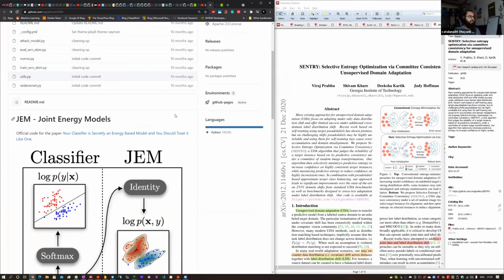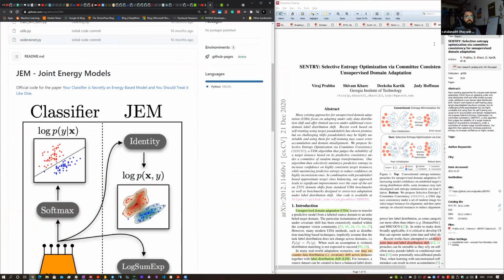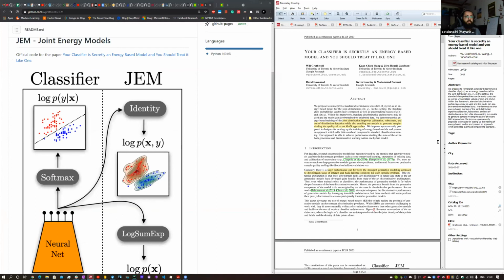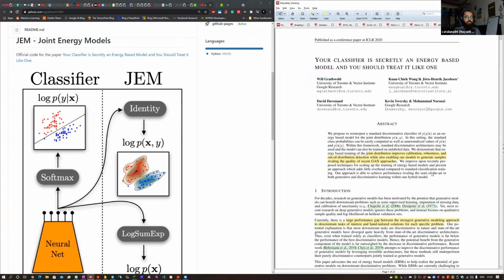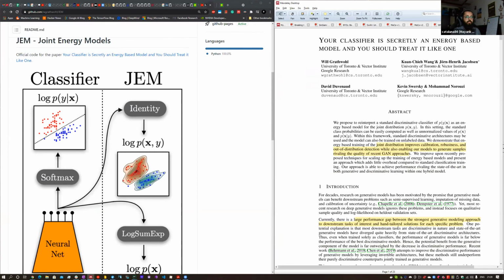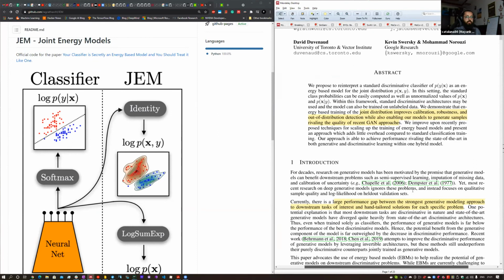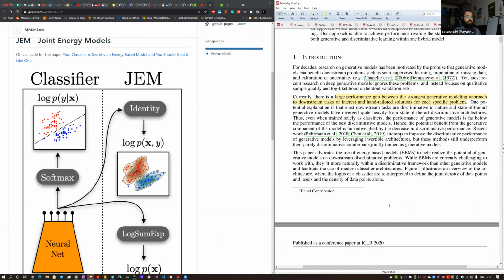So this was with respect to the joint energy model, the earlier paper, that your classifier is secretly an energy-based model and you should treat it like one. It rivaled the GAN-based approach.